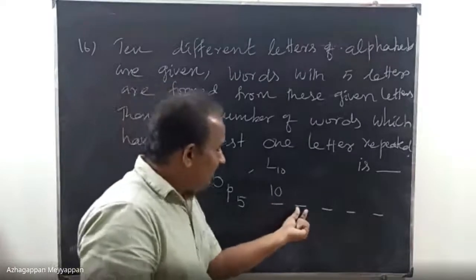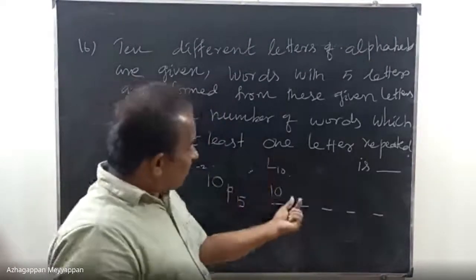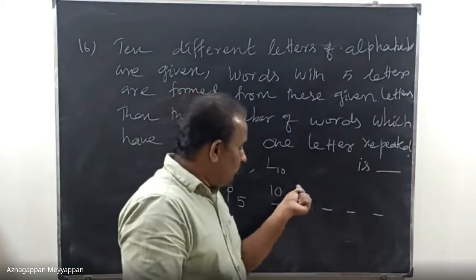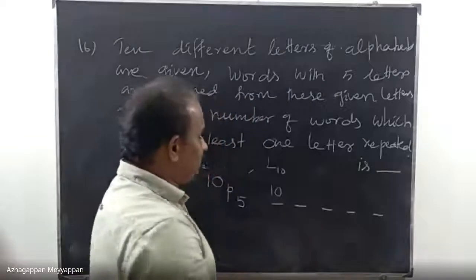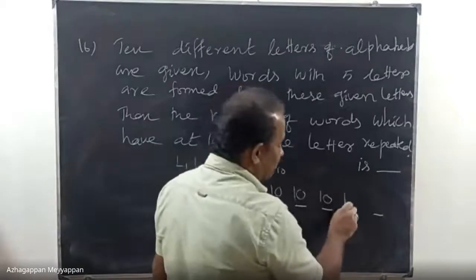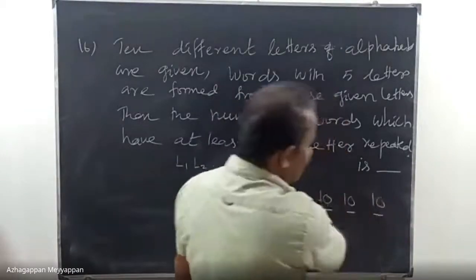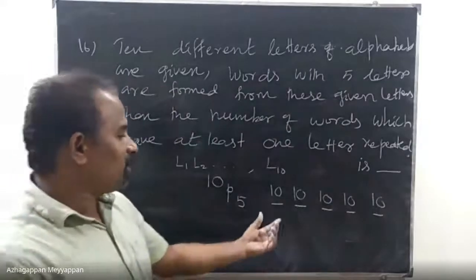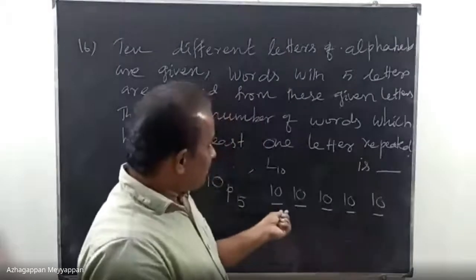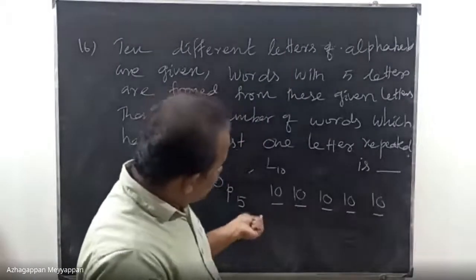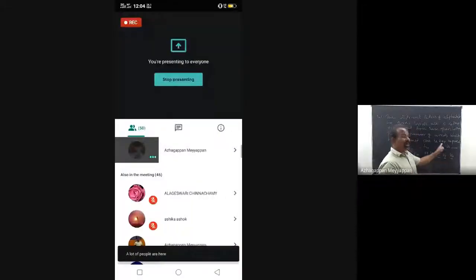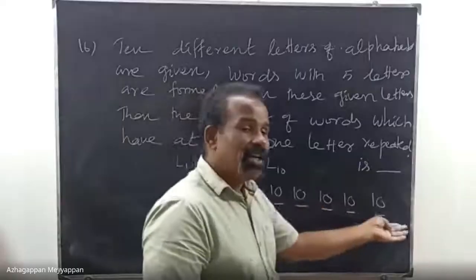Here, without repetition, definitely one letter has already come in the first place. Therefore, we should take 9. But with repetition, again I am taking 10 letters. Again I have 10 possibilities. Here again 10 possibilities. Here again 10 possibilities. Understood? So here, repetition is also there, and without repetition is also there. So this is without any condition, we can form this number of words.